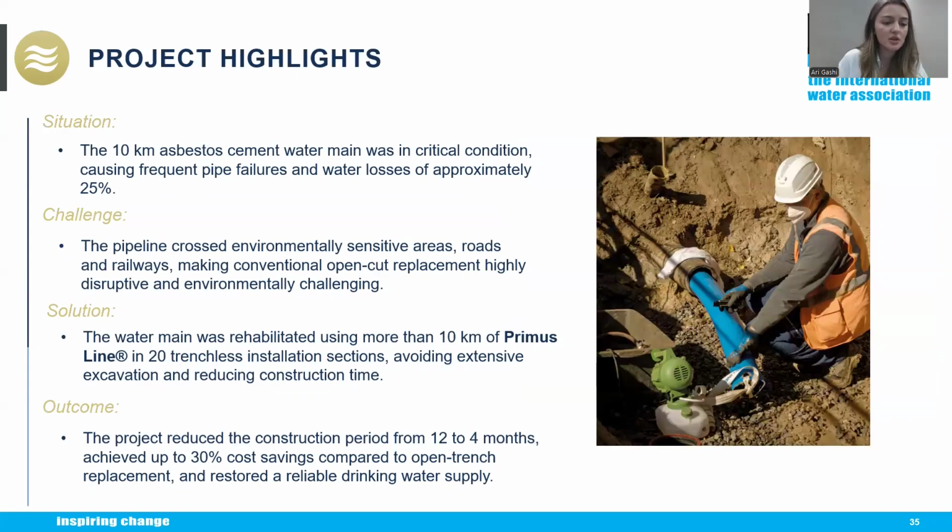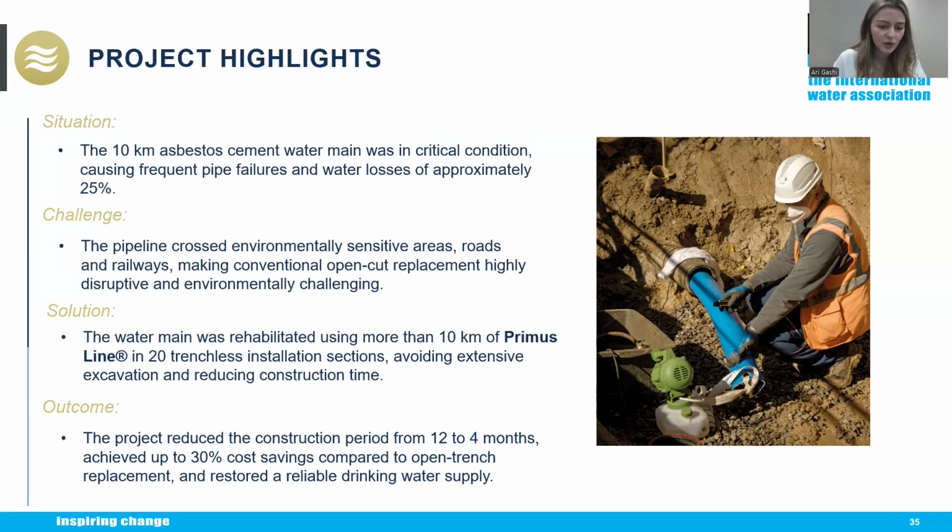Now to the project details. The asbestos cement water main, a little bit more than 10 kilometers, was in a critical condition since it was causing frequent pipe failures and water losses of approximately 25%. So the challenge here again was that the pipeline crossed environmentally sensitive areas, roads and railways, making conventional open cut replacement highly disruptive and environmentally challenging.